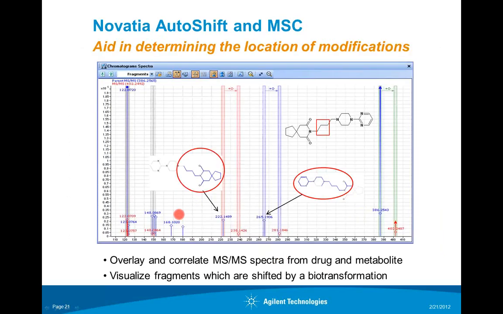Now we have determined the substructures for the fragment ions of the parent molecule, and we know how many mass shifts there are based on the Novaci auto shift algorithm. Therefore, we can easily determine the modification site of a metabolite. In this case, it most likely happens on this carbon-carbon bond.